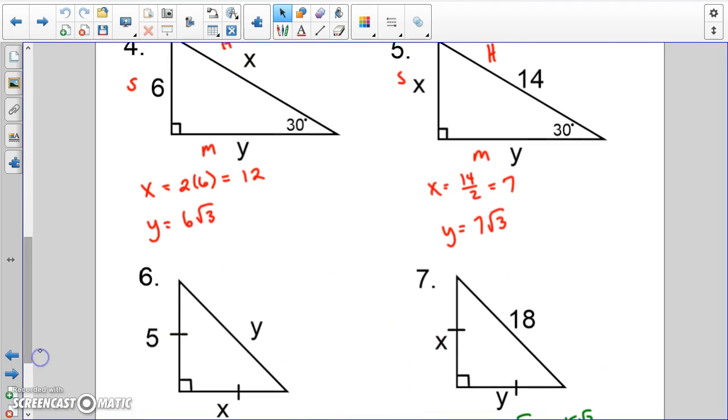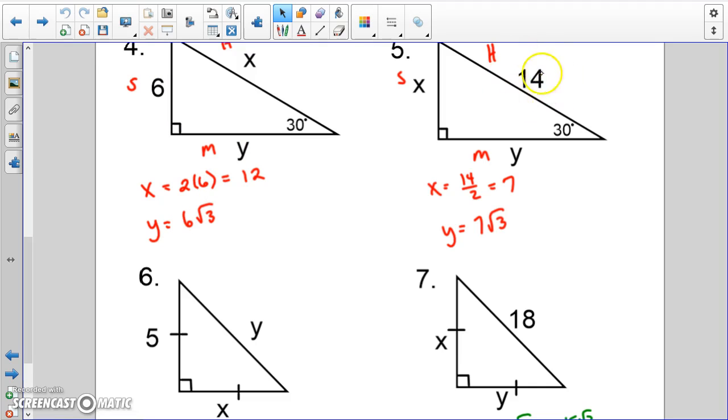The remaining 4 are our special right triangles. The first 2 are the 30, 60, 90. So just make sure you can identify what is your short, what's your medium, and your hypotenuse, and then we can work it from there. So for number 4, you're given the short. So to find the hypotenuse, which is your x, you multiply by 2. Use the short to find the medium, and you just multiply the short by radical 3.